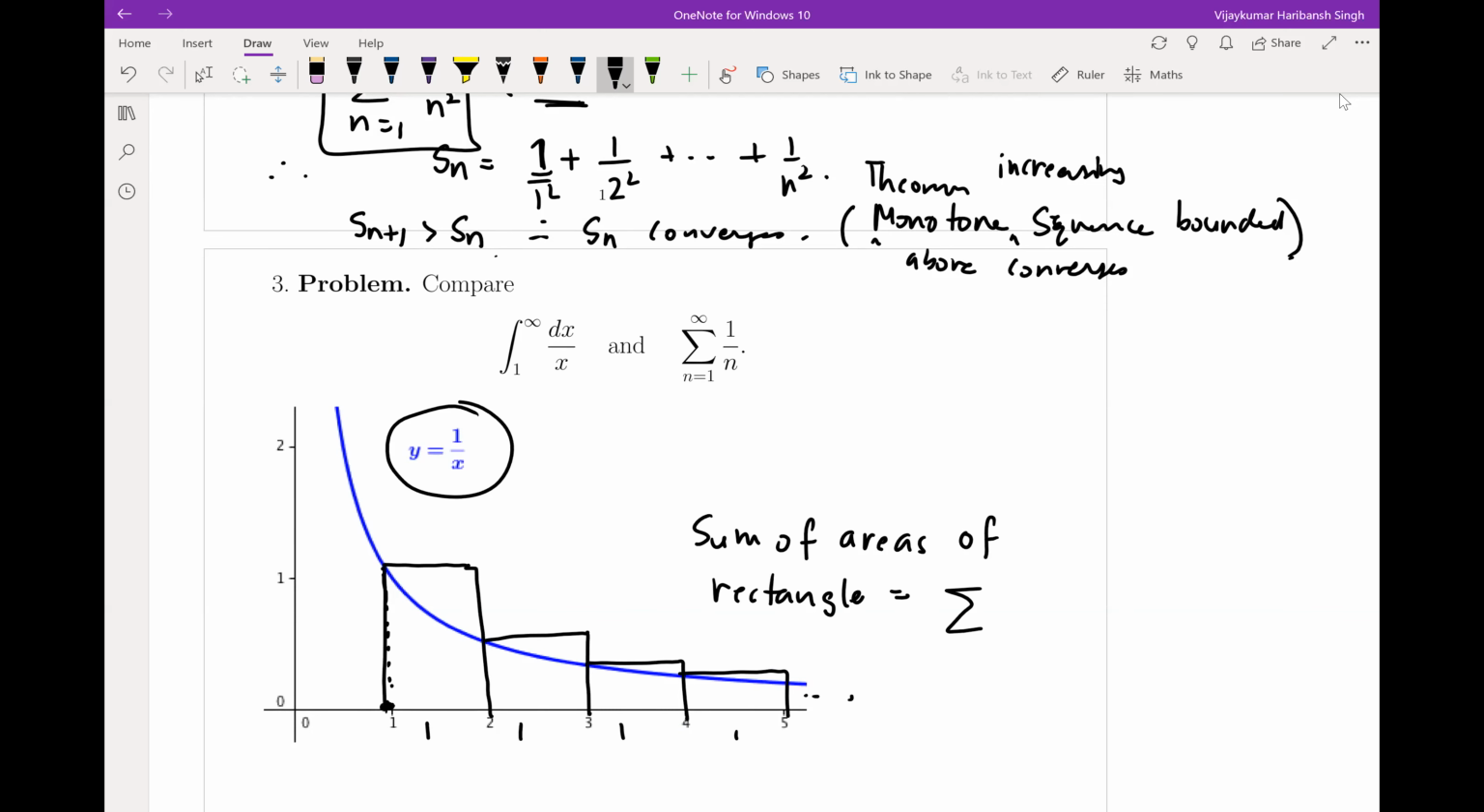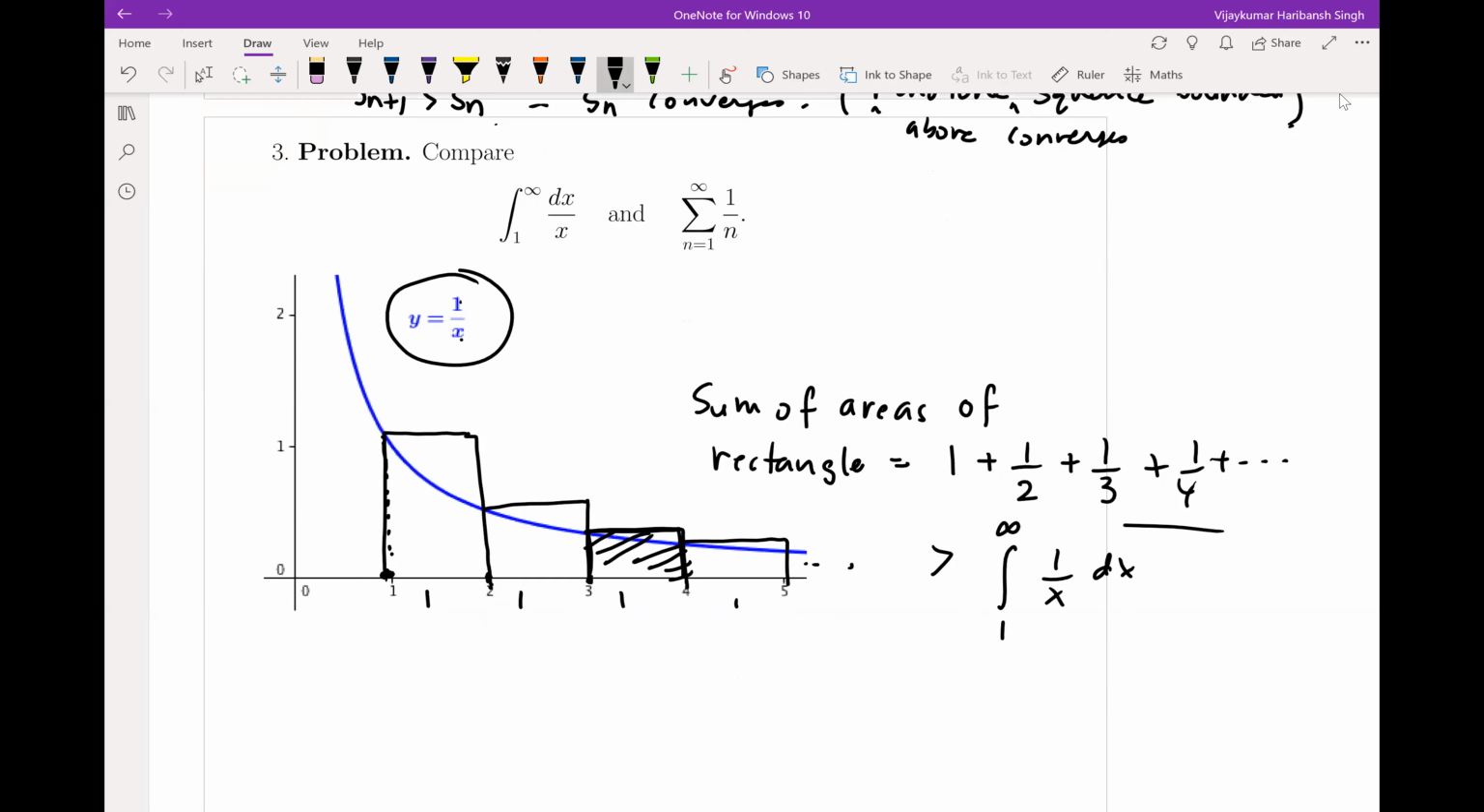So at this point, the height is given by 1 by x. At this point, the height will be given by 1 by 2, right? So it's going to be 1 plus 1 by 2 plus 1 by 3 for the height here, right? And 1 by 4 for the next one, and so on and so forth. And this is going to be greater than the actual area, since it overshoots the area under the curve, so this will be greater than the integral of 1 over x dx.